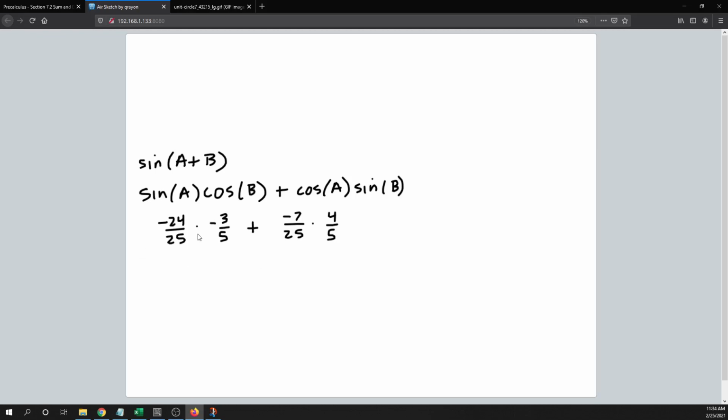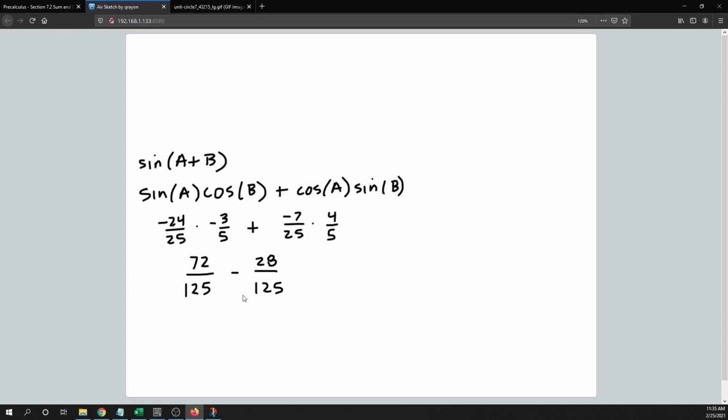All right, and then we just carry out these multiplications. We multiply these two fractions, so we just multiply the numerators. Negative 24 times negative 3 is positive 72. That'd be 60 plus 12. And then 25 times 5 would be 125. Just like if you had 5 quarters, you'd have $1.25. And then negative 7 times 4 would be negative 28. So I'm just going to write that as a minus here, and that would be over 125.